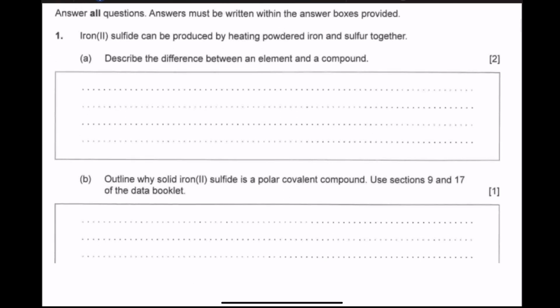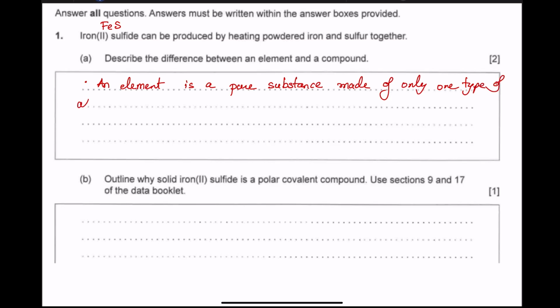Now, question 1A. You have iron 2 sulfide, which is FeS. It can be produced by heating powdered iron and sulfur together. So first you have to describe the difference between element and compound. So you can write it like this. An element is a pure substance made of only one type of atom and cannot be broken down into simpler substances.